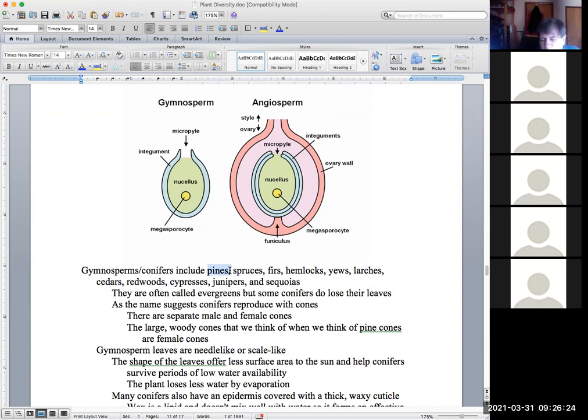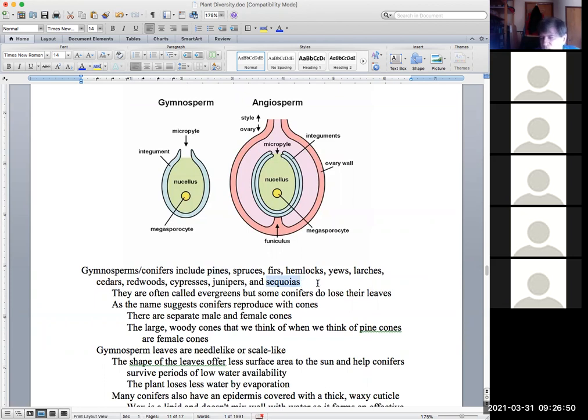Technically, pines are one particular group of gymnosperm. But there are other gymnosperms called spruces, firs, hemlocks, yews, larches, cedars, and some of the oldest and largest trees in the world, redwoods and sequoias.